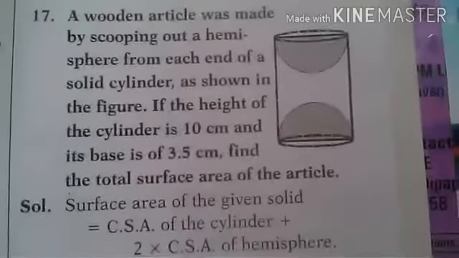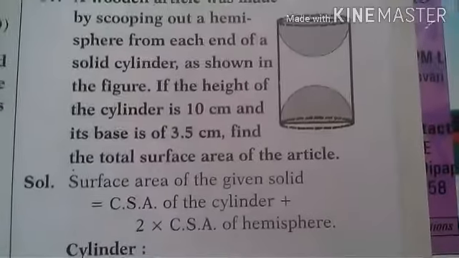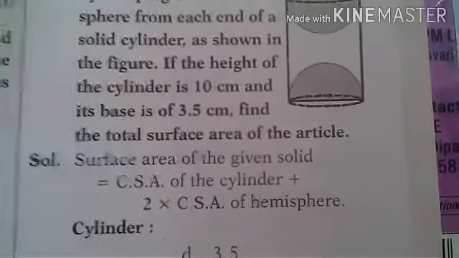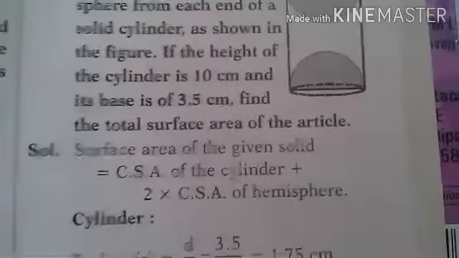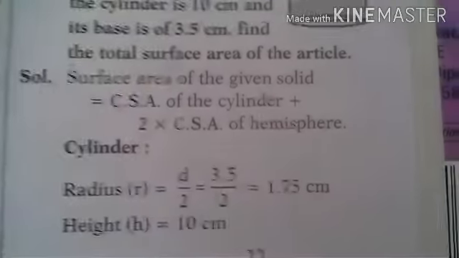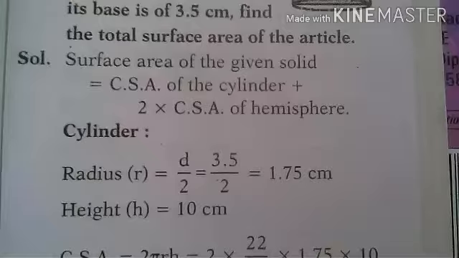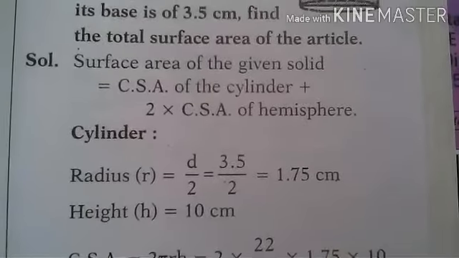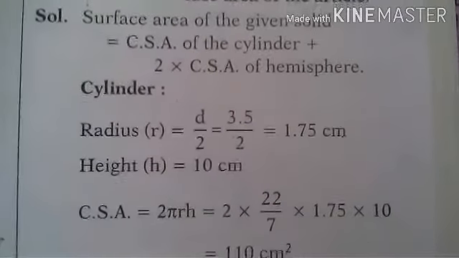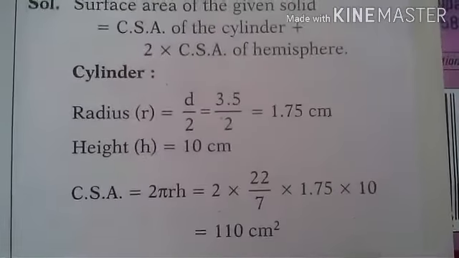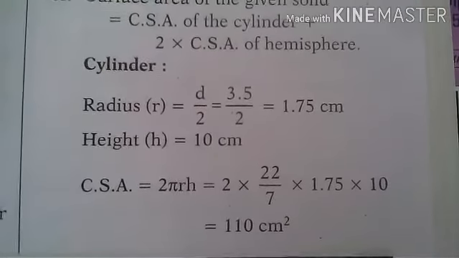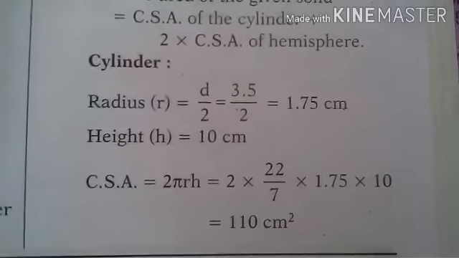A wooden article was made by scooping out a hemisphere from each end of the solid cylinder as shown in the figure. If the height of the cylinder is 10 centimeters and the base is 3.5 centimeters, find the total surface area. So total surface area of the solid is equal to CSA of cylinder plus 2 into CSA of hemisphere. So finding CSA of cylinder, R is D by 2, we will get 1.75, height is equal to 10 centimeters.